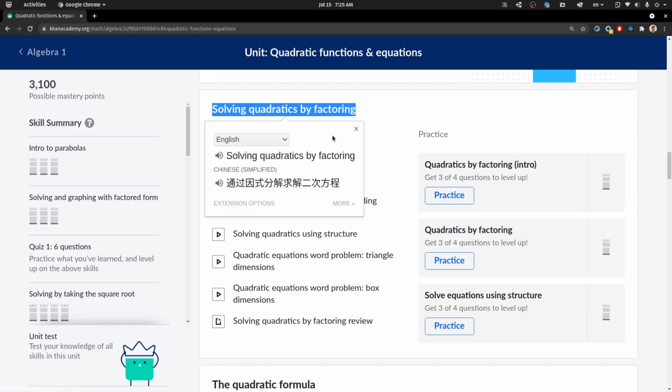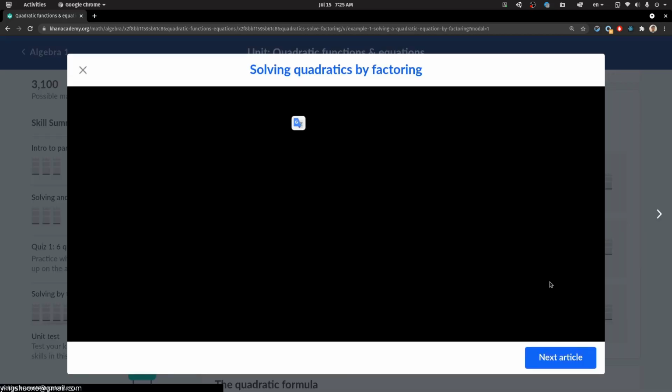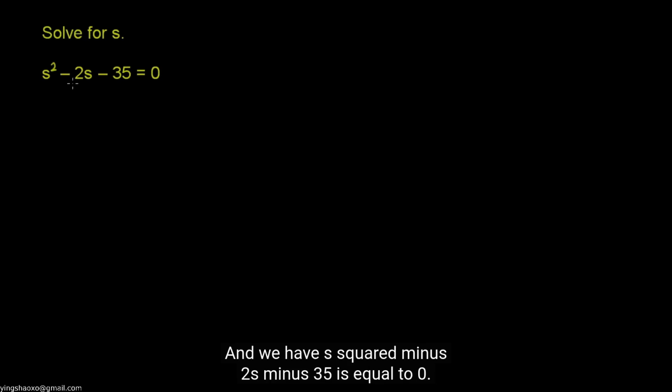Solving quadratics by factoring. Yeah, let me solve that. Or let us solve that. We're asked to solve for s, and we have s squared minus 2s minus 35 is equal to 0.